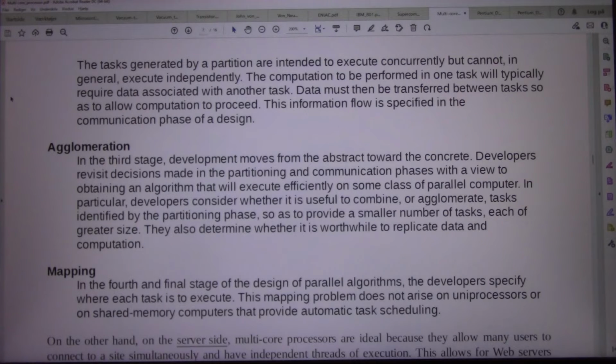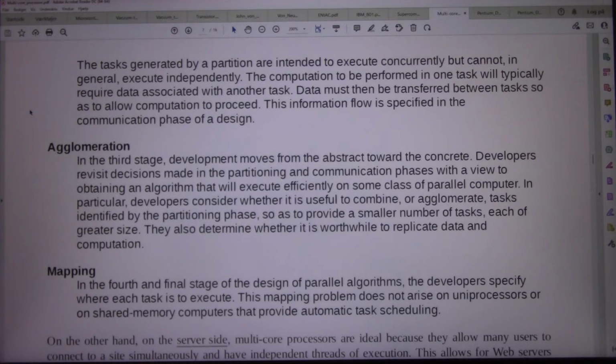The tasks generated by a partition are intended to execute concurrently but cannot, in general, execute independently. The computation to be performed in one task will typically acquire data associated with another task. Data must then be transferred between tasks so as to allow computation to proceed. This information flow is specified in the communication phase of a design.